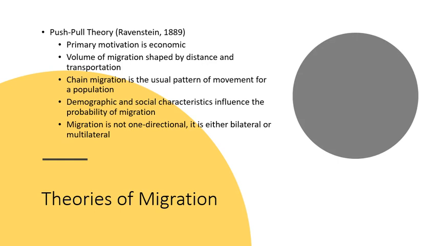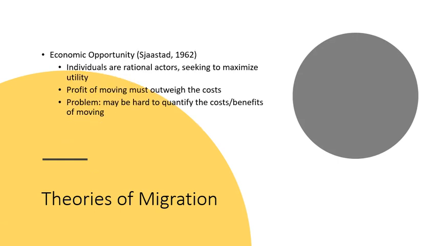Demographic and social characteristics will also influence the probability of migration, and migration is not a one-directional move. It's either bilateral or multilateral. So Ravenstein offered some pretty foundational ideas that have been picked up on and further developed by others.